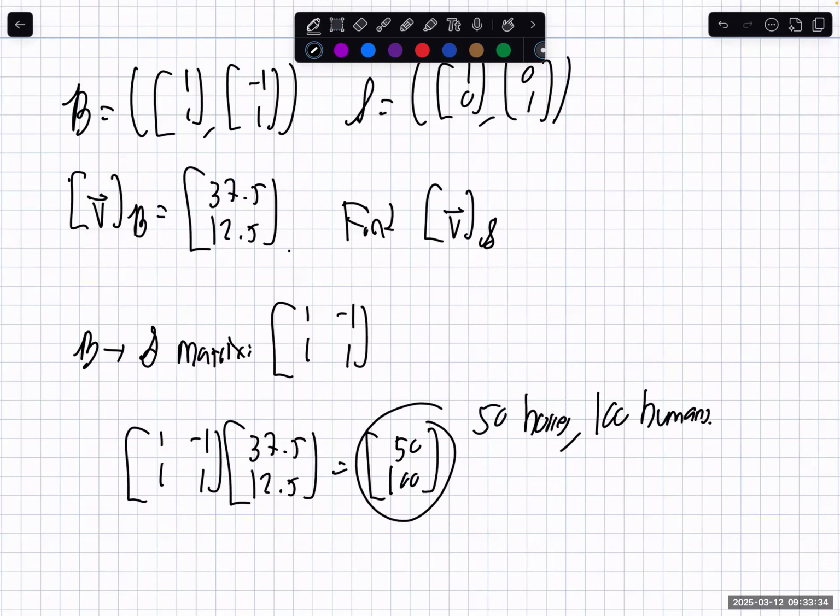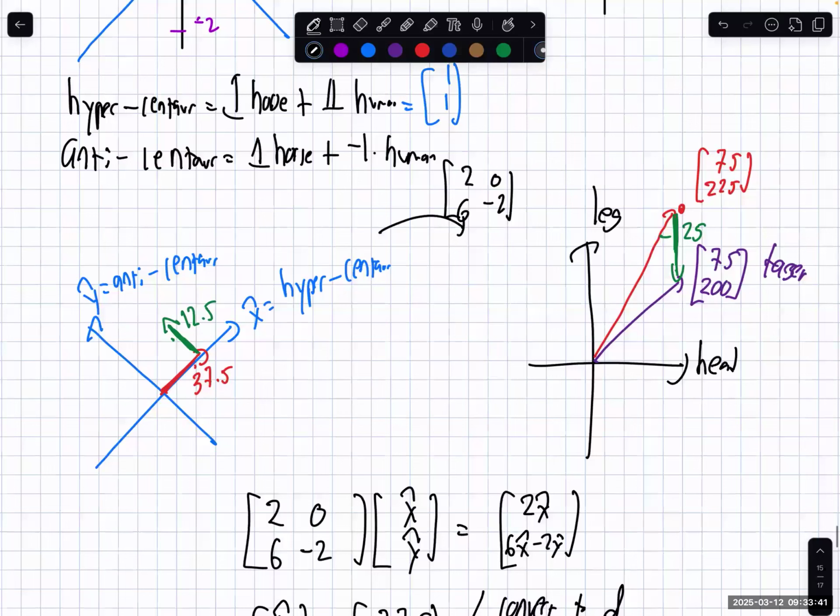So the punchline here is that it was easy to know how many hypercentars we needed because of this 0 in the matrix. So the head count completely determines the hypercentar count. So we know because the x coordinate over here was 75, without computing an inverse, we knew how far along to go in that direction.